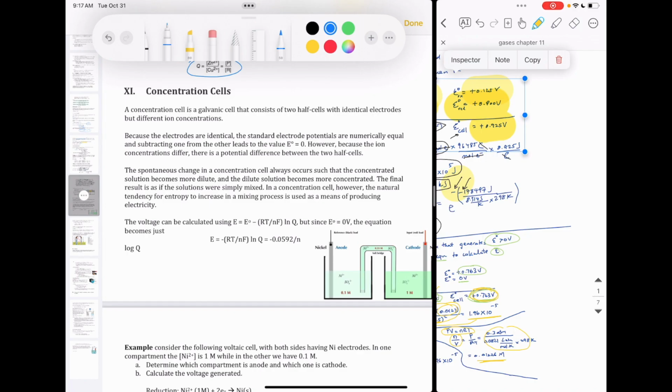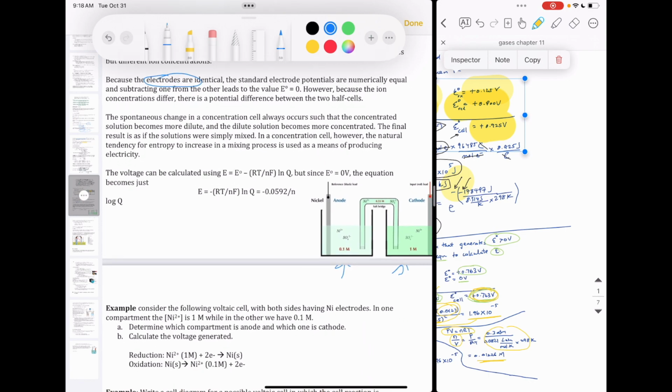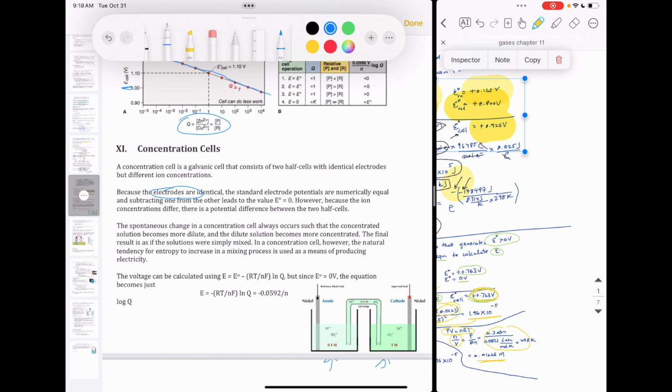Now that we know how to calculate the non-standard voltage, we can talk about this special situation of a concentration cell, which is a voltaic cell where both the anode and the cathode have exactly the same electrode, but the concentration of the ions in the two different compartments is different. Okay, so the electrodes are identical, but there is a different concentration in the two compartments.